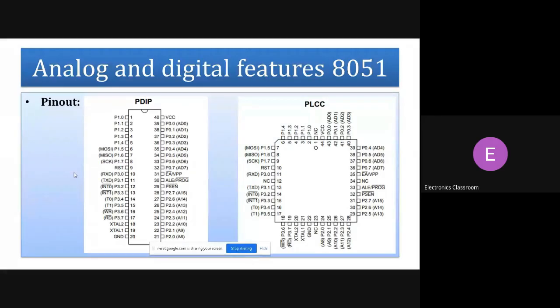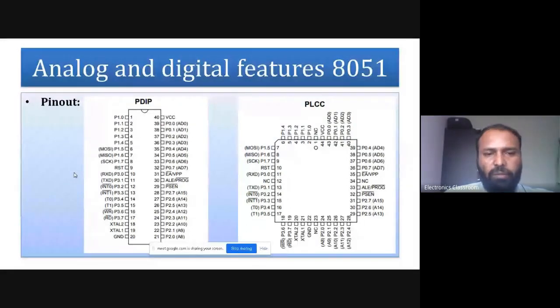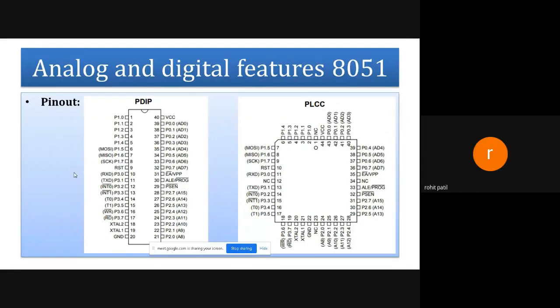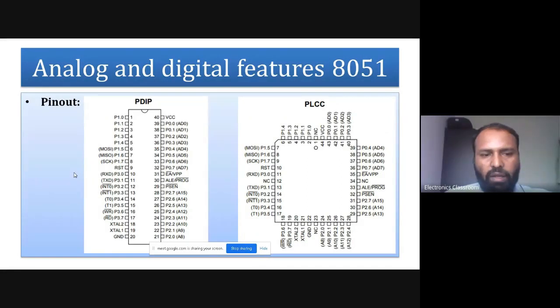do a write operation. Okay, so hello, am I audible? Yes, sir. Okay, those read and write pins are used in case of external memory interfacing.